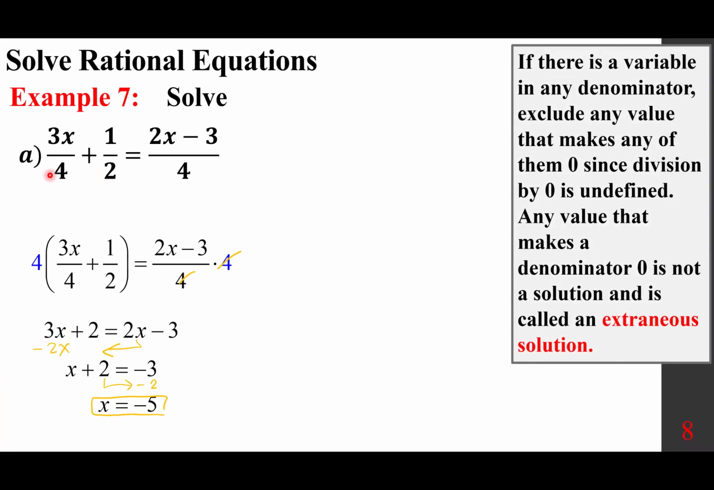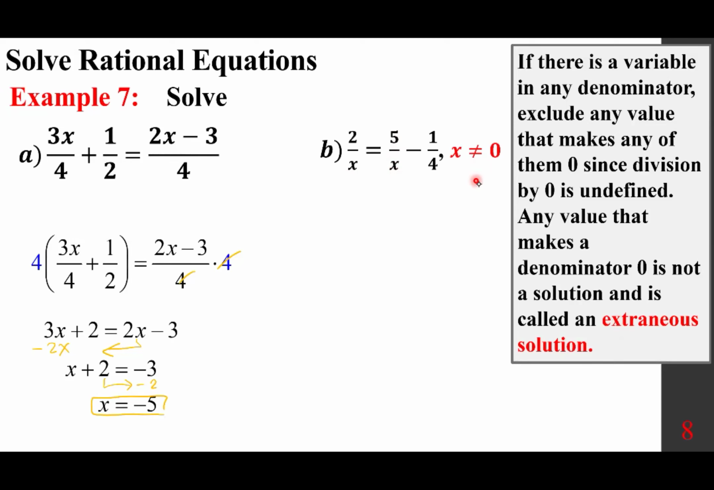There is no variable here in the denominator, as you can see. If there is a variable in any denominator, exclude any value that makes any of them 0, since division by 0 is undefined. Any value that makes a denominator 0 is not a solution, and it's called an extraneous solution. So, for example, in this one, we should exclude 0 because in the first one, x can't be 0. The second one gives you the same answer.